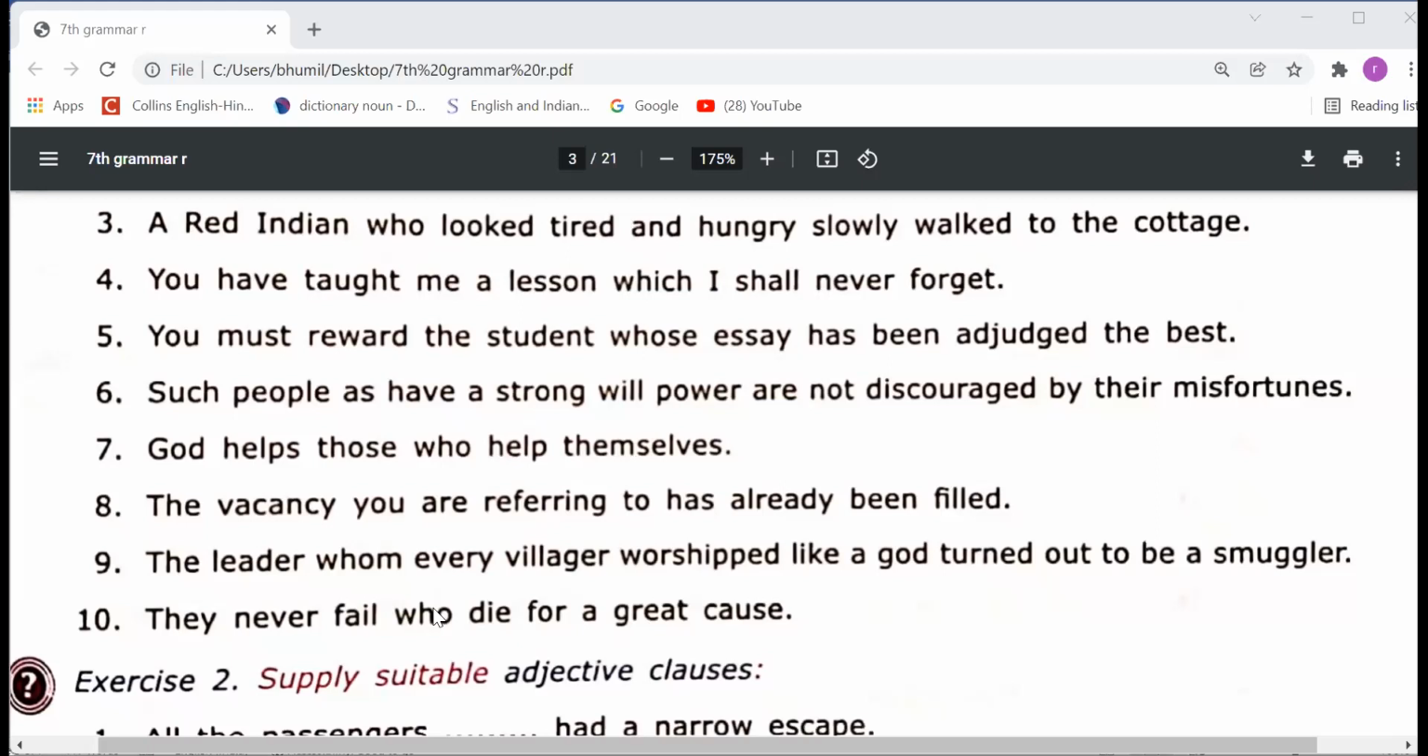Next, the leader whom every villager worshipped like a god turned out to be a smuggler. So tell me about sentence number 9. The leader whom every villager worshipped like a god turned out to be a smuggler. So let me see that.